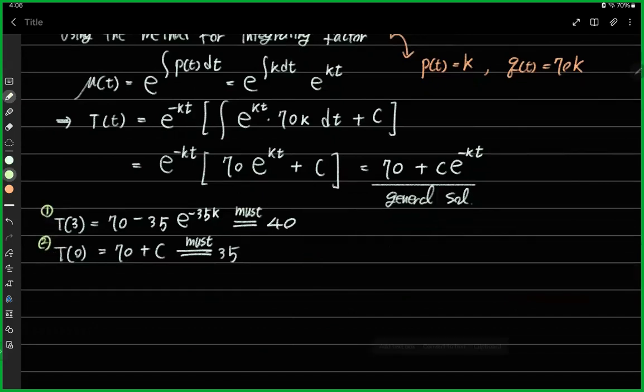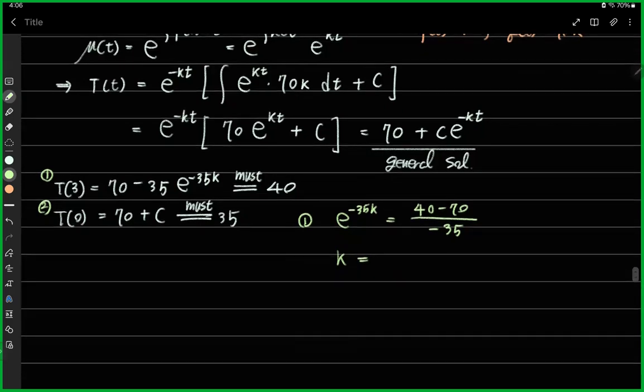In our first equation, what is e to the negative 35K? It is 40 minus 70 over negative 35, right? So then K is going to be, is it? K is equal to what? Oh, really? Okay, thank you.